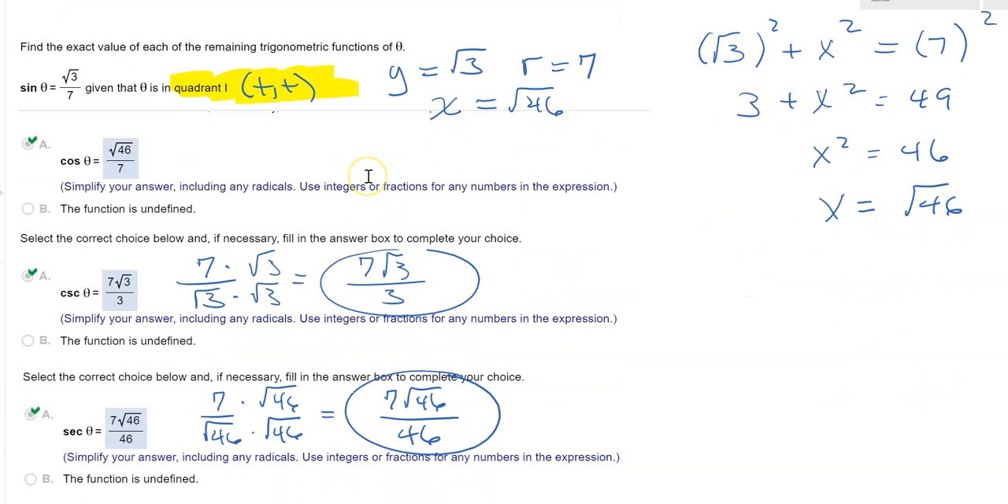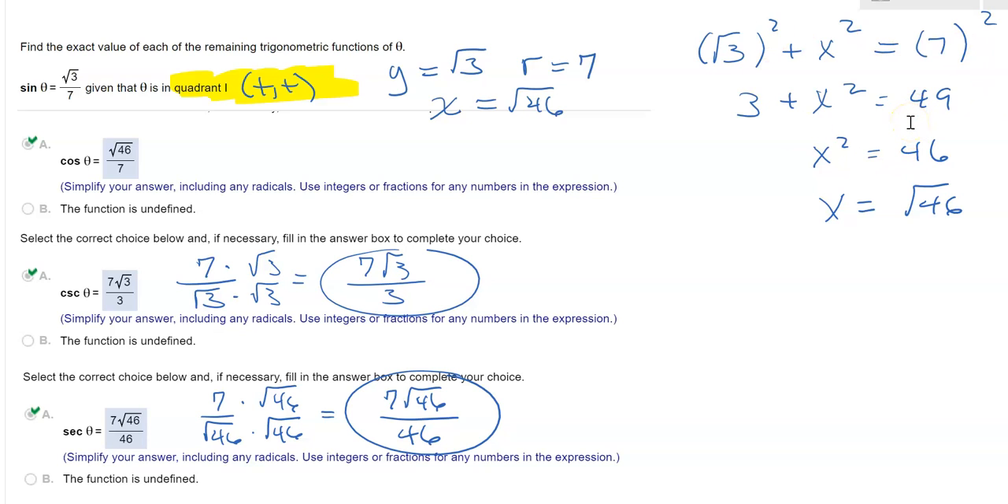And then the last one, it's the same process, except we have a radical. Very scary. We're in quadrant 1, so that is positive, positive, and I don't need to worry about negatives here. I have sine value, which is y over r. So my y is root 3, my r is 7. I need to find out what my x value is. So here is the setup.